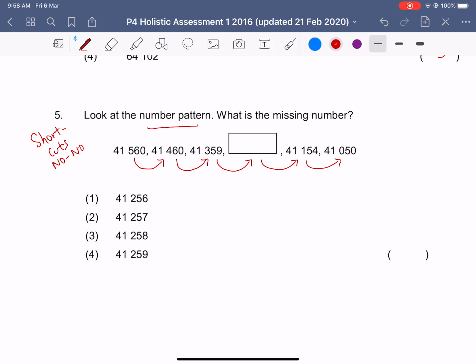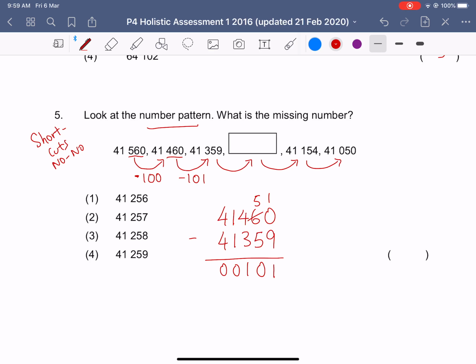Okay, so from 560 to 460, yes, we know that the number drops by 100. Now as to the number next, we do not know how much it drops. So let's do the hard work, because for marks, I will do my best to make sure all my workings are in. So I do not know what's the difference. I will go into the workings, which gives me 10100. So wow, I seem to see a pattern now.